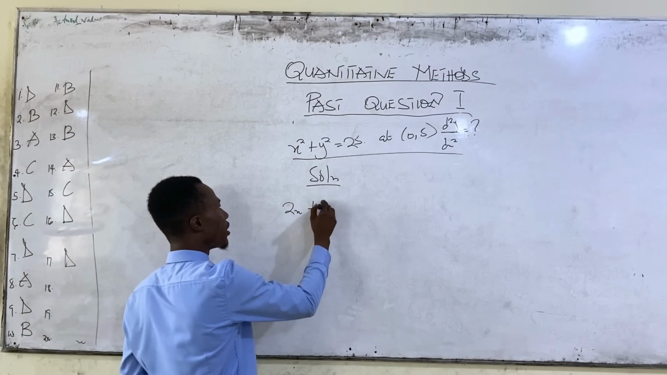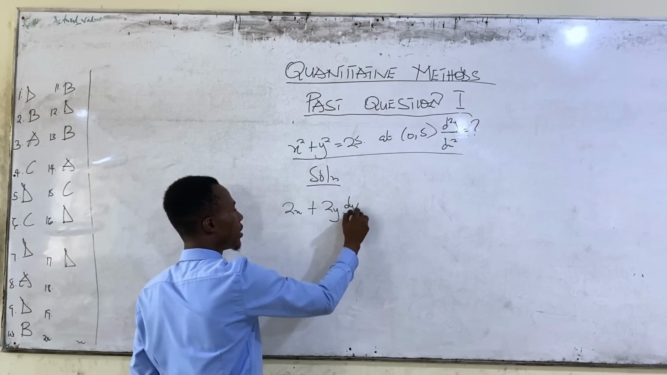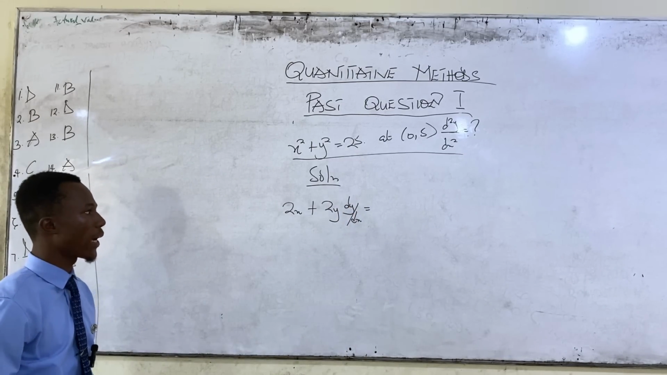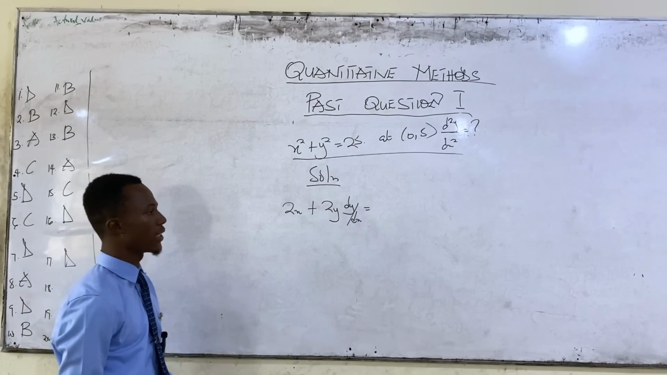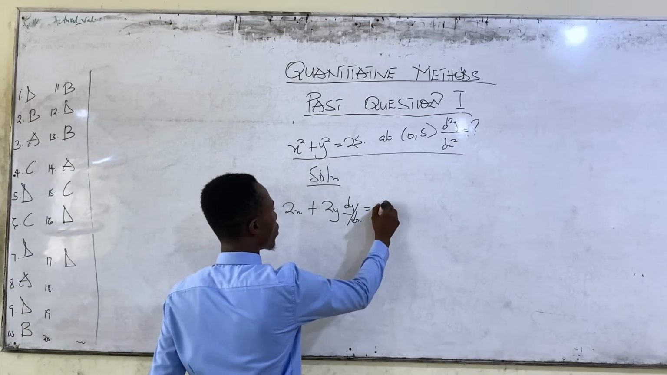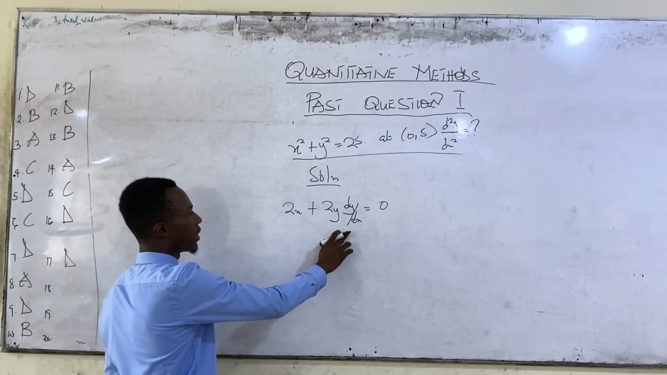But when you differentiate y to get 2y, that is when you add the dy/dx. Because anytime you differentiate y, you need to bring what? The dy/dx. So that is why we have the dy/dx here. And it's equal to what? 0. Okay. So we are going to make dy/dx the subject.